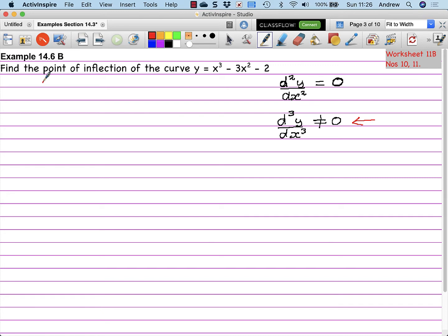Okay then, so here we've got y is equal to x cubed minus 3x squared minus 2. And we're going to differentiate it once, so dy by dx is equal to 3x squared minus 6x. We're going to differentiate it a second time, d2y by dx squared is now going to be equal to 6x minus 6.